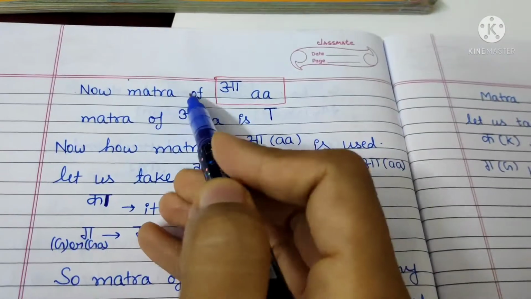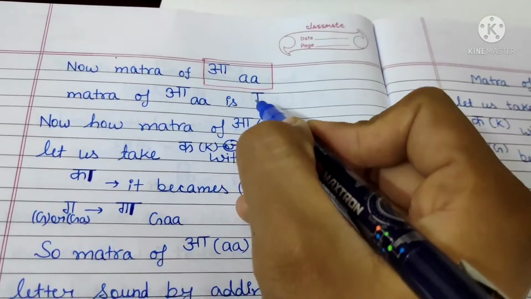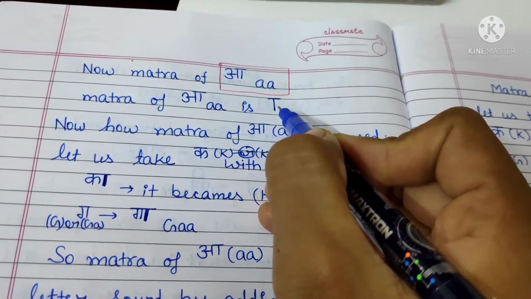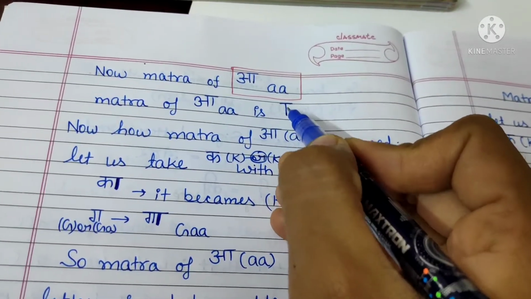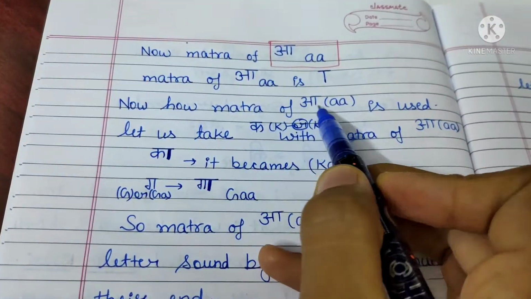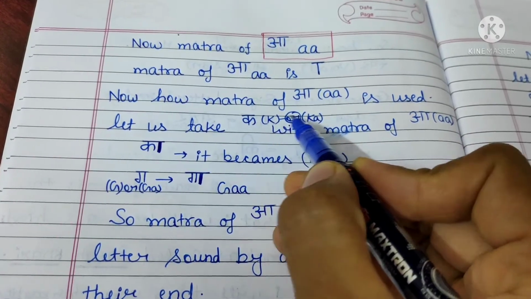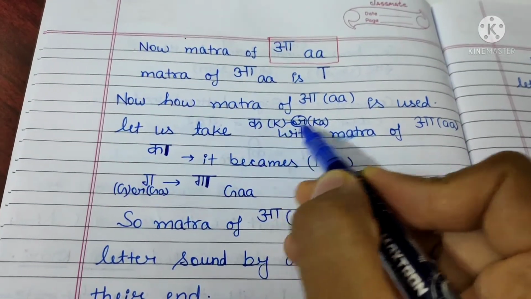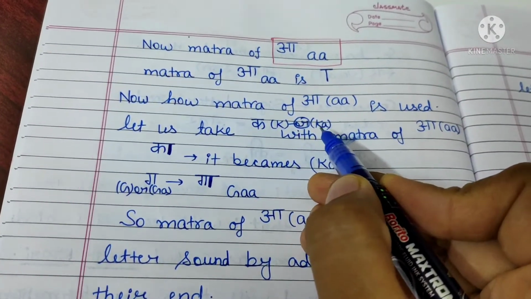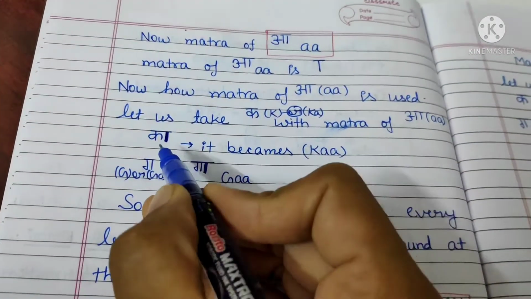Now let's learn about the matra of A. The matra of A is like this, a standing line with a sleeping line. So this is the matra of A. When we use the matra of A with any Hindi alphabet, it will change the sound. Now how is the matra of A used? Let's take the example K. We can write K with little pressure or with a little more pressure. With the matra of A, it becomes Ka.